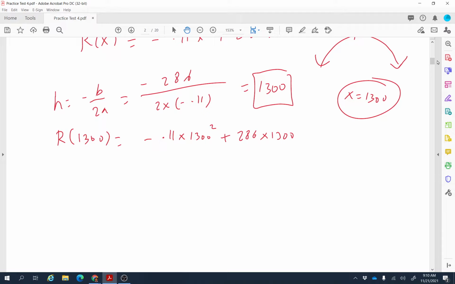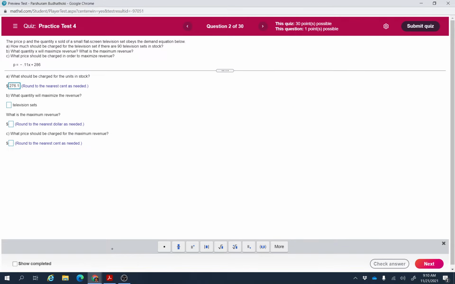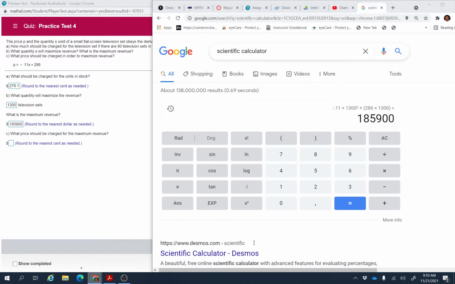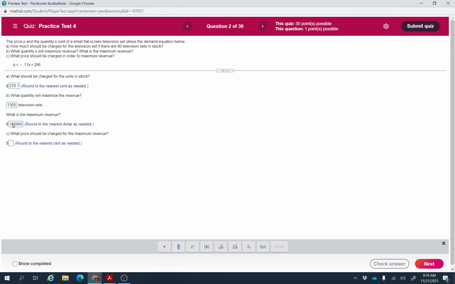So maximum revenue is 185,900, and that maximum revenue can be achieved by selling 1300 items. So it's 1300 television sets you need to sell to have maximum revenue, 185,900.